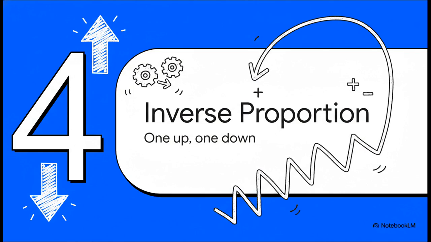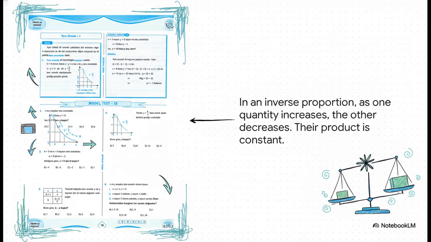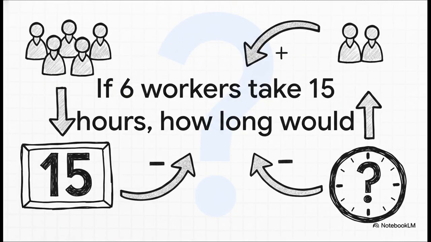And that brings us to the flip side: inverse proportion. In the textbook, this is called ters orantı. And notice the graph. It's not a straight line anymore. It's a curve. The key here isn't a constant ratio. It's a constant product. X times Y always equals the same number. That's the big change.